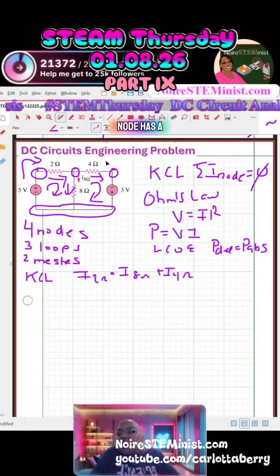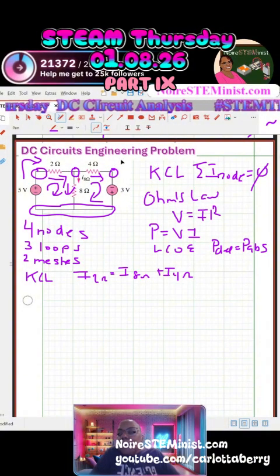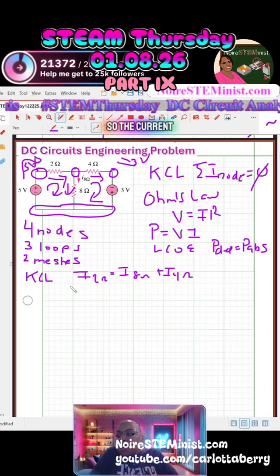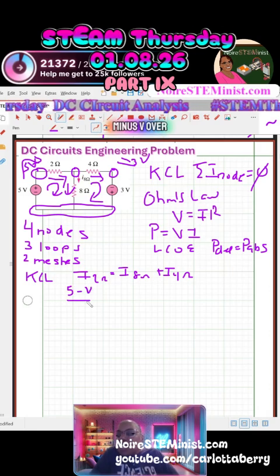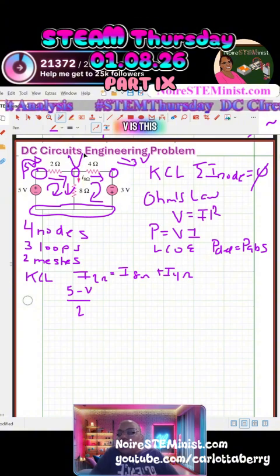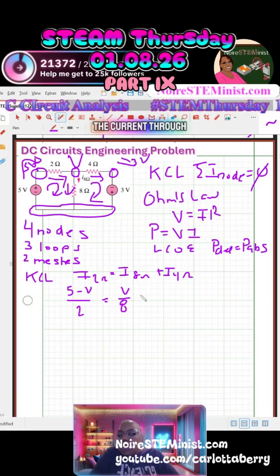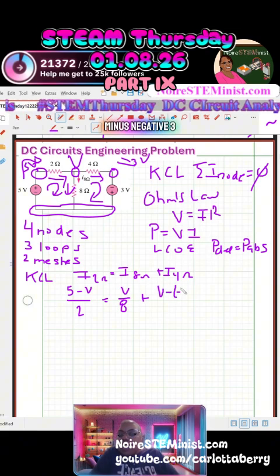Okay, so this node has a value of -3 volts. And this node has a value of +5 volts. The reason I need to know that is because I have to use that to write the KCL equation. So the current through that 2 ohm resistor is 5 minus V over 2. V is this node right here. And the current through the 8 ohm resistor is V over 8. The current through the 4 ohm resistor is V minus -3 over 4.